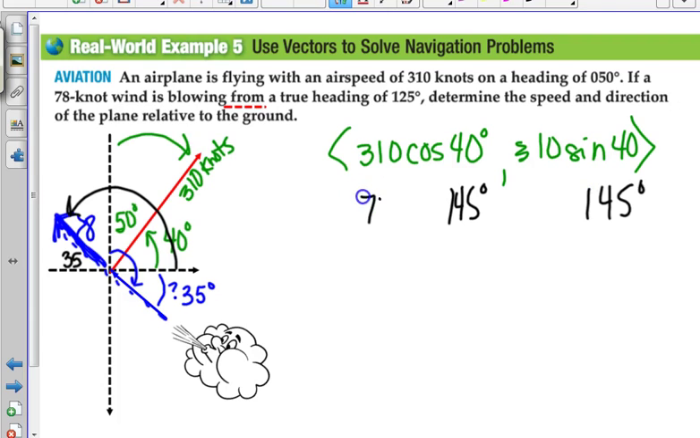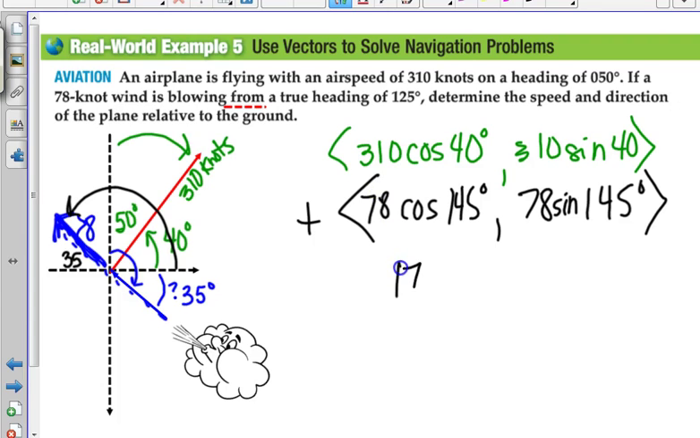Okay. Now we have 78 cosine of 145 and 78 sine of 145. We need to find the resultant when those both act on the plane. What we're going to do is add them together. We're going to add straight down, straight down. So type 310 cosine 40. Please be doing this because I need you to get this idea cemented in your head. Plus 78 cosine of 145. I got 173, I'm going to round to 6. Is that okay?